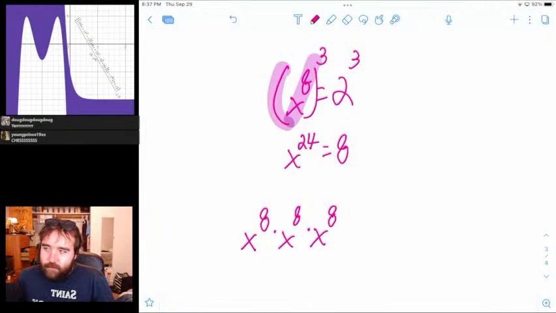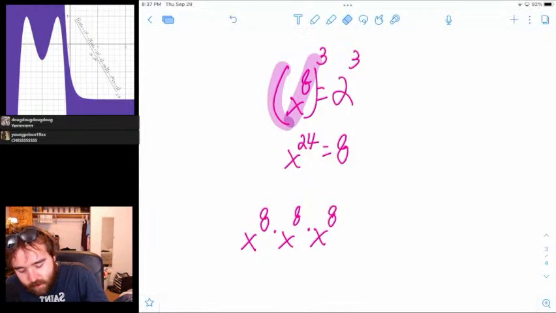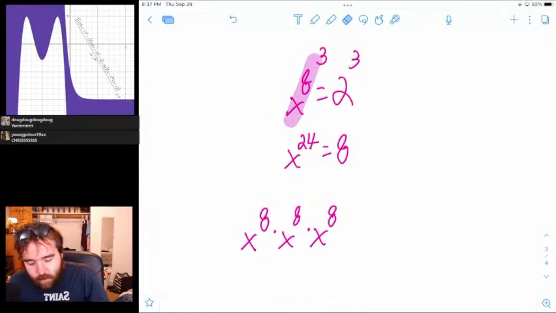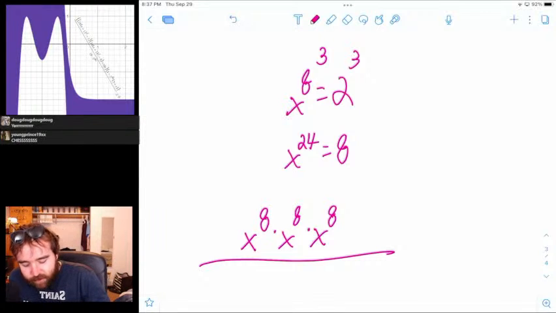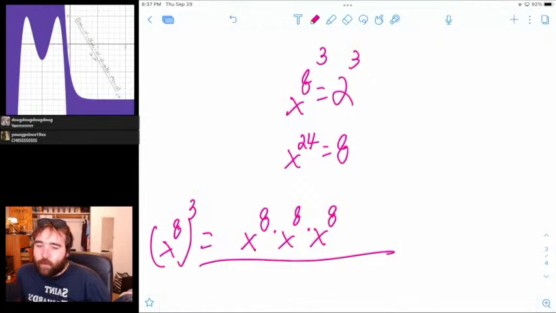If they're not in parentheses, like you just drew, x to the eighth times x to the eighth times x to the eighth, you add those exponents, right? You do not multiply them. Correct. Because this is x to the 8th to the 3rd. That's why I drew that out. That's showing why. You add them, 8 plus 8 plus 8, which is the same as 3 times 8. So that's why you can multiply them.